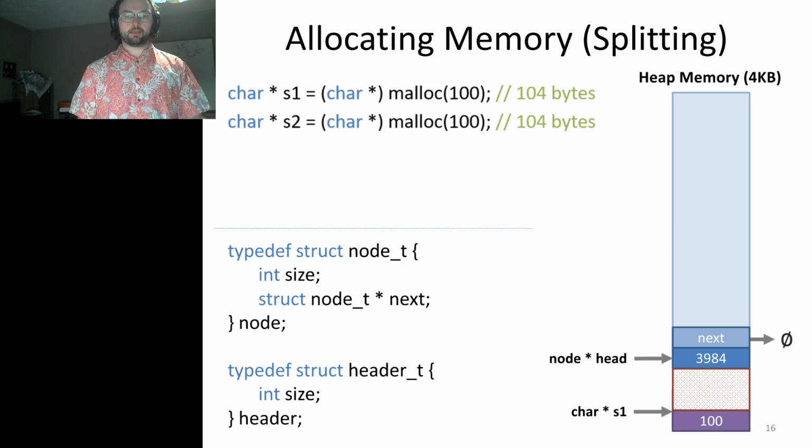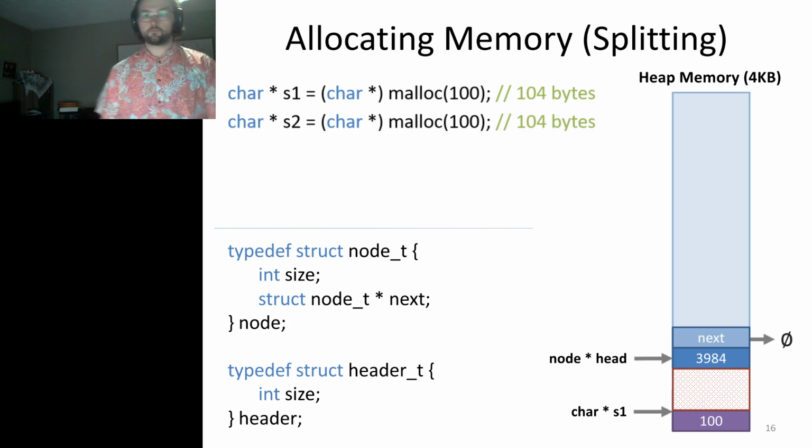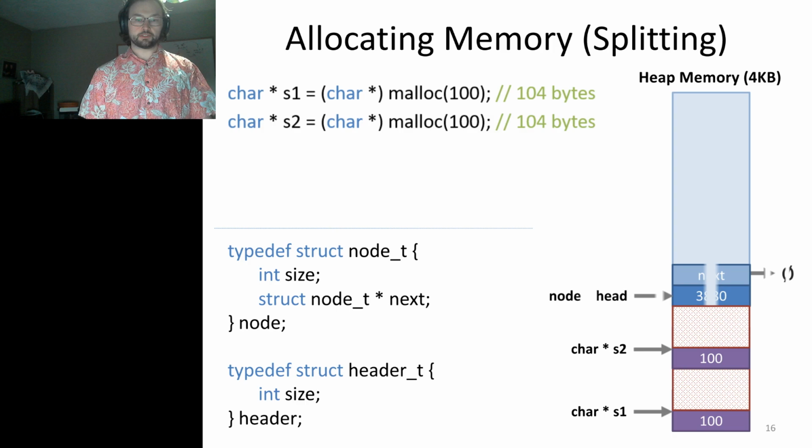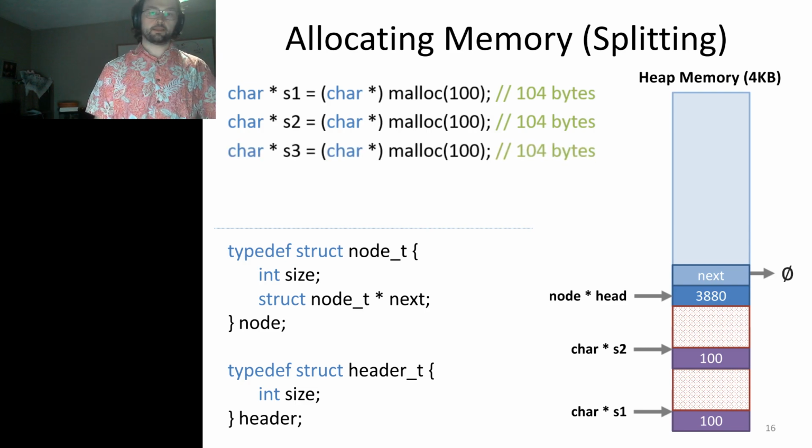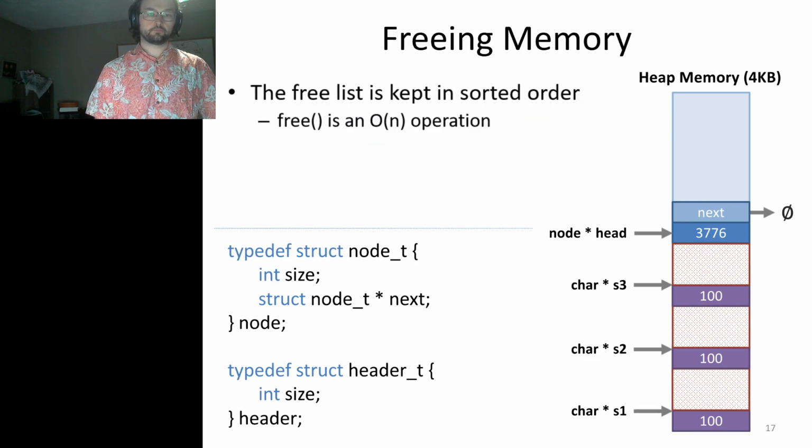We allocate again. Again, we need 104 bytes off of our free list. We have one block of 3984, so we can just go ahead and split that. We return S2, which is our pointer to the newly allocated block of memory, and the free list is now pointing 208 bytes into our heap. Allocate again, another block.